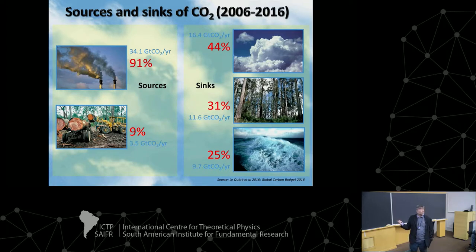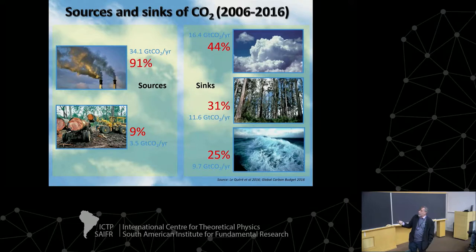So when I started my studies 35 years ago, this 9% was 19%. So one-fifth of the greenhouse gas emission at that time was deforestation. Now it's reduced to 9%, but this is still too much.